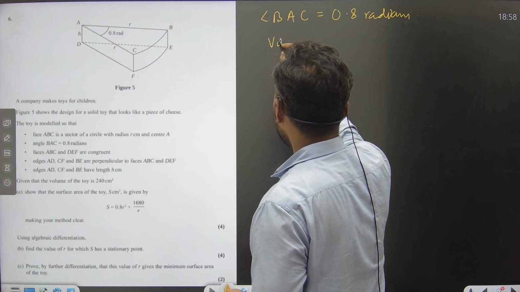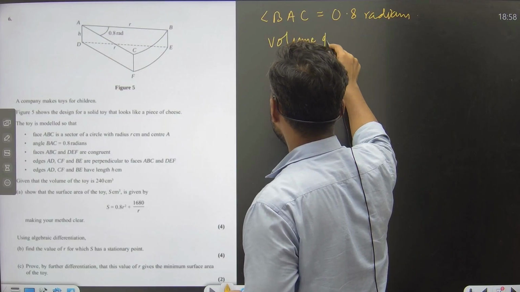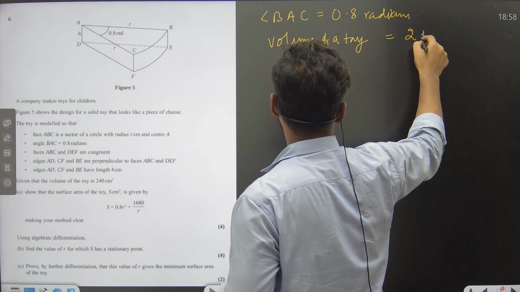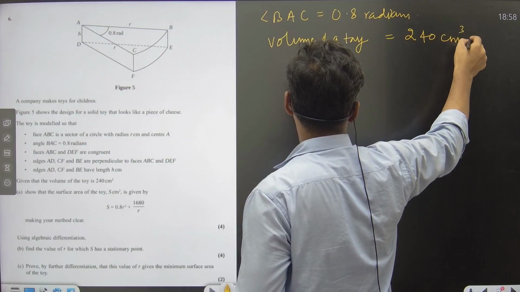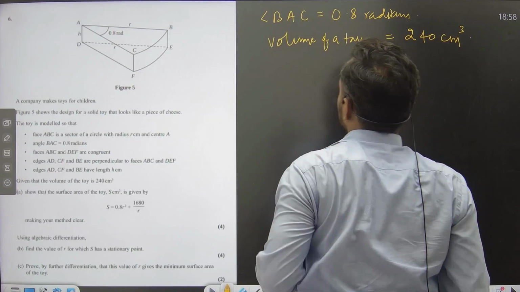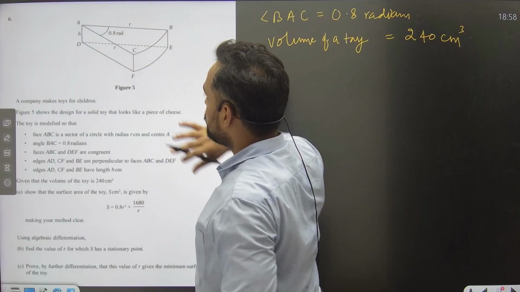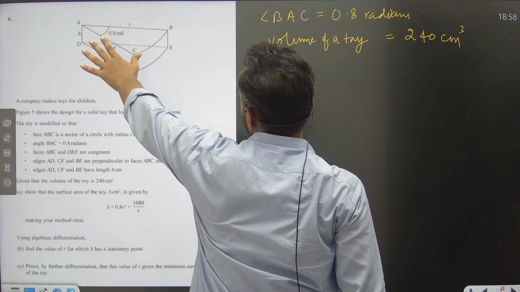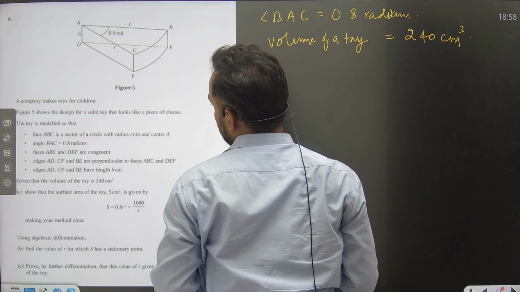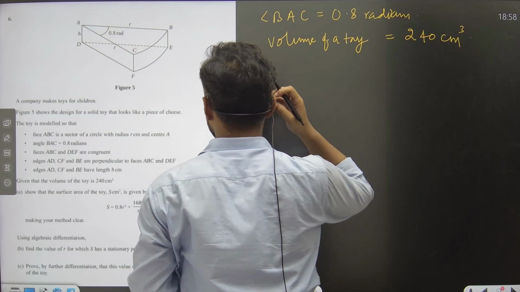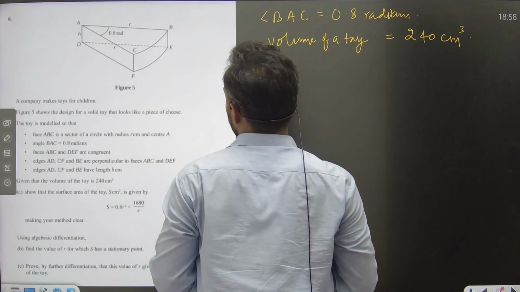Volume of a toy is given as 240 centimeter cube. What is the volume of a toy, student? This is our toy. So what will be the volume of this toy, which is in the shape of a piece of cheese?